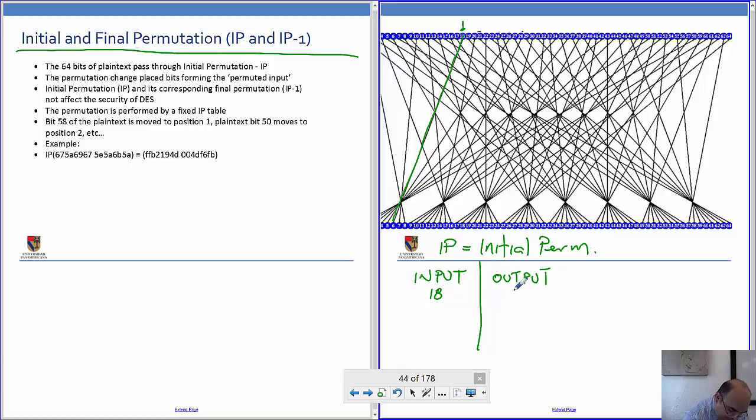Someplace there will be bit 6. Let's take another one, 41. Input bit 41. We follow this thing, and it will be bit 35, and so on. Each input bit has one permutation that will be the output of that bit.